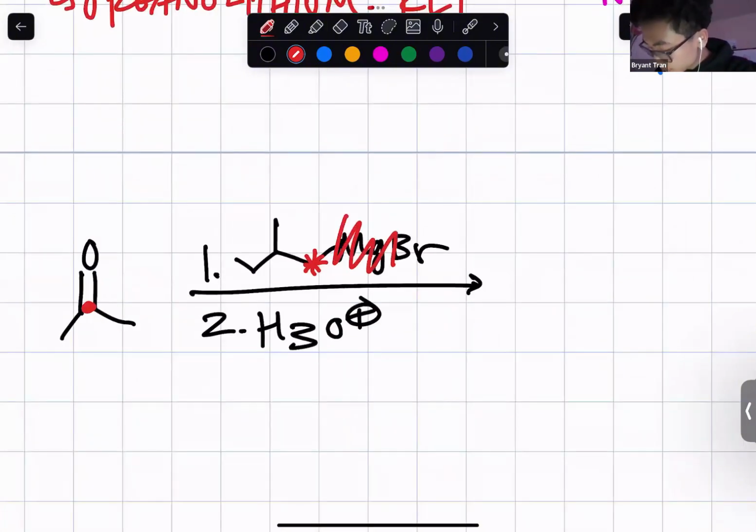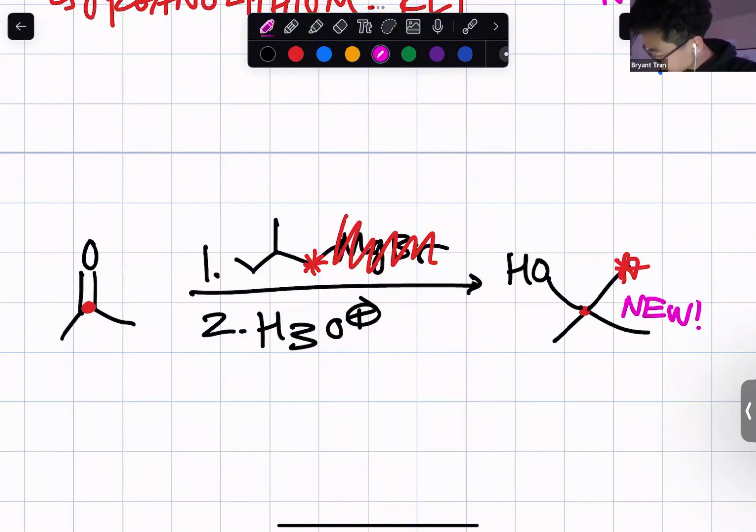And I know MgBr dissolves away. It just disappears. It goes bye-bye, right? So when I predict the product here, that's this dot carbon right here. This double bond oxygen here becomes a single bond OH, alcohol. This is the new bond here between the star and dot, right? That's the new bond right there, between the star and dot atom.